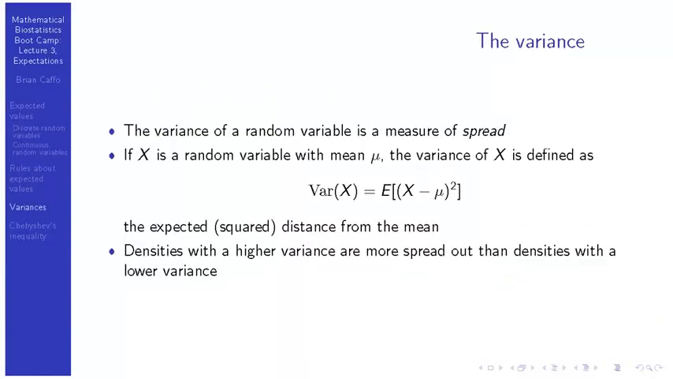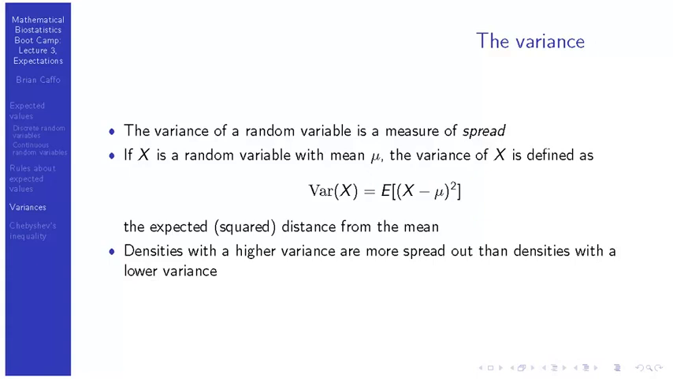So the variance of a random variable is another expected value property of a distribution. Recall the mean measured the center of a distribution. The variance measures how spread out it is. So if x is a random variable and it has mean mu, i.e. expected value of x equals mu, then the variance of x is defined as the expected value of quantity x minus mu, whole thing squared.